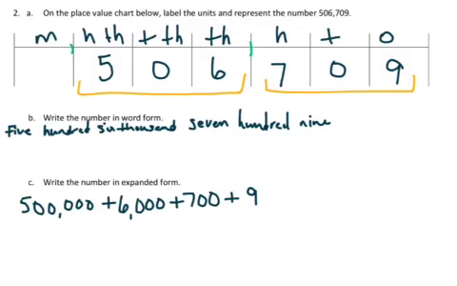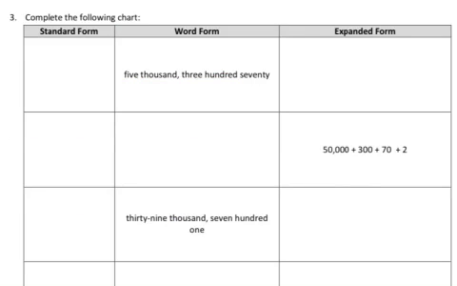Okay, so the next problem we're going to look at is homework problem number 3, and it's complete the following chart. So in this chart, they're looking for the standard form, word form, and expanded form, and they give us one to start with. So the first row in this column in word form says 5,370. So in standard form, it would be 5,370. And then expanded form, we would have 5,000 plus 300 plus 70. And there's nothing in the ones place.